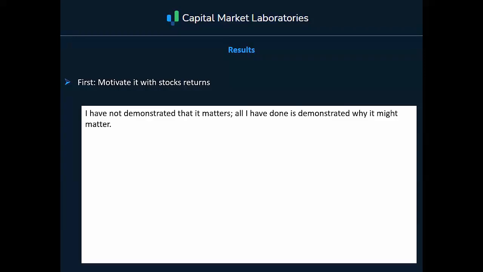You haven't proven it to me yet. So I want to be clear. I have not demonstrated that it matters yet. That's what I'm going to do now. I'm talking about the fatness of the tails. We can call it kurtosis. And I'm talking about the asymmetry in the return distribution, or skew, if you like.